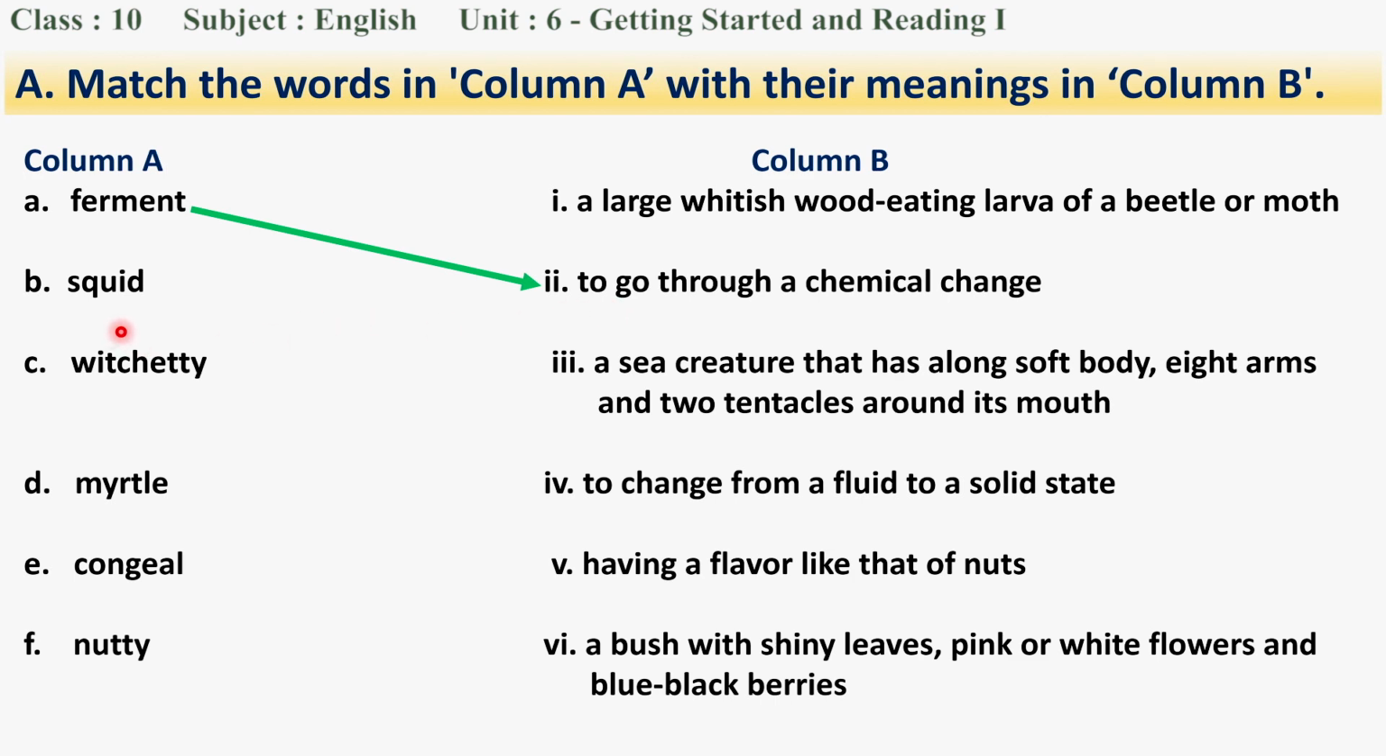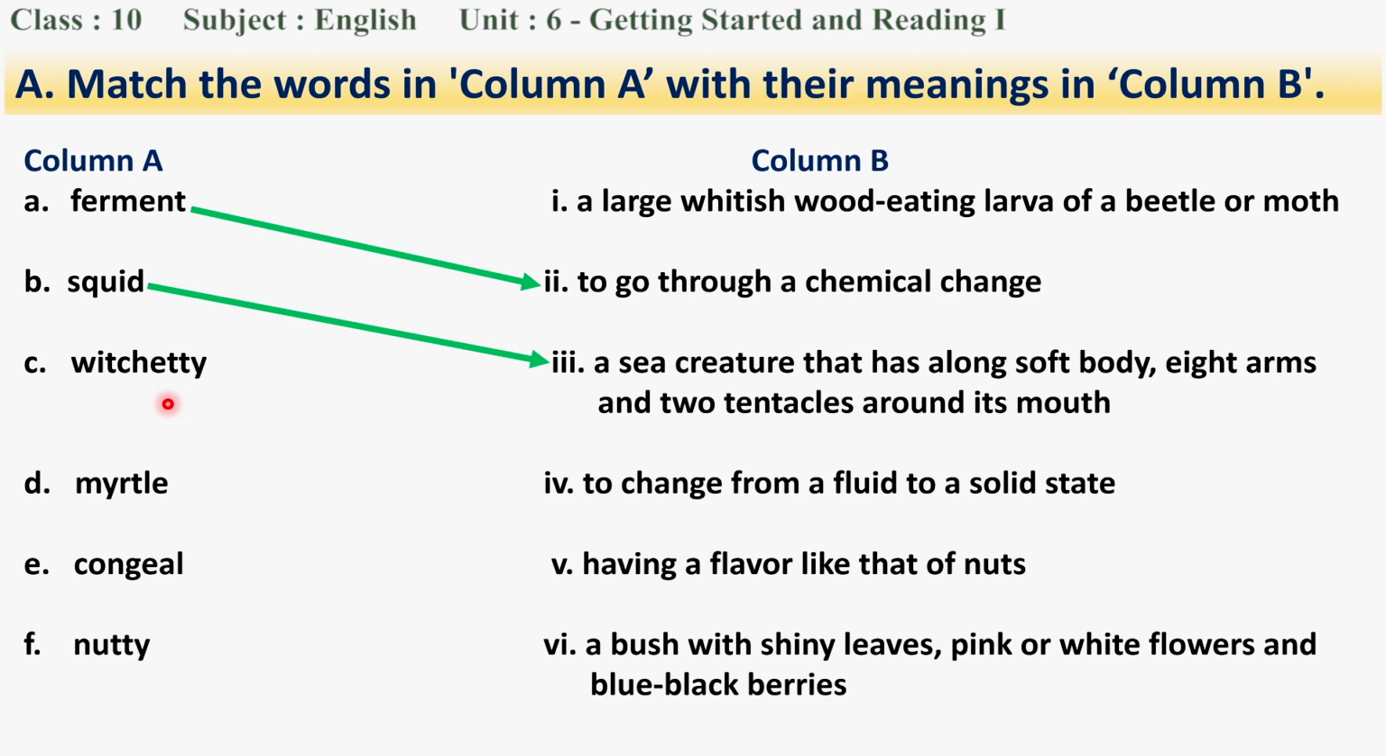Next, we have squid. And what is its meaning? Please tell me once again. I have got different answers. Okay, let me check now. Squid means a sea creature that has a long soft body, 8 arms and 2 tentacles around its mouth. So if you are right, you can tick. If it is not right, don't worry, you can correct it now. Have you done? Good job.